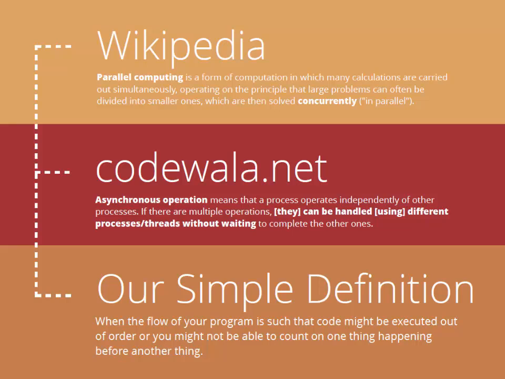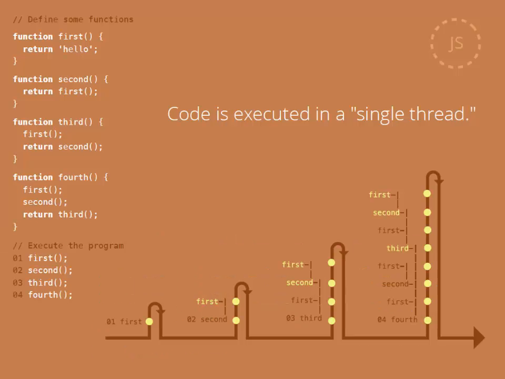So our simple definition of asynchronous programming is going to be when the flow of your program is such that code might be executed out of order, or you might not be able to count on one thing happening before another thing. So we'll get to why these definitions for asynchronous programming seem so totally backwards in a little bit. But right now, let's just focus on this idea that asynchronous programming is when you can't count on one thing to finish executing before another thing, right?